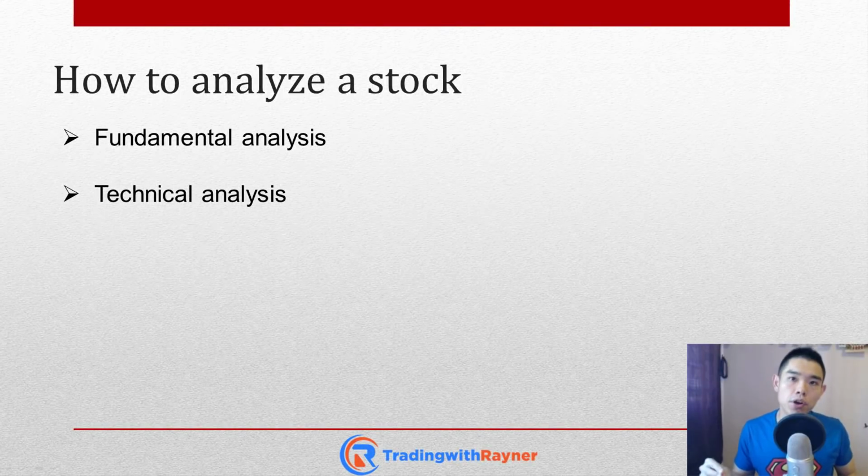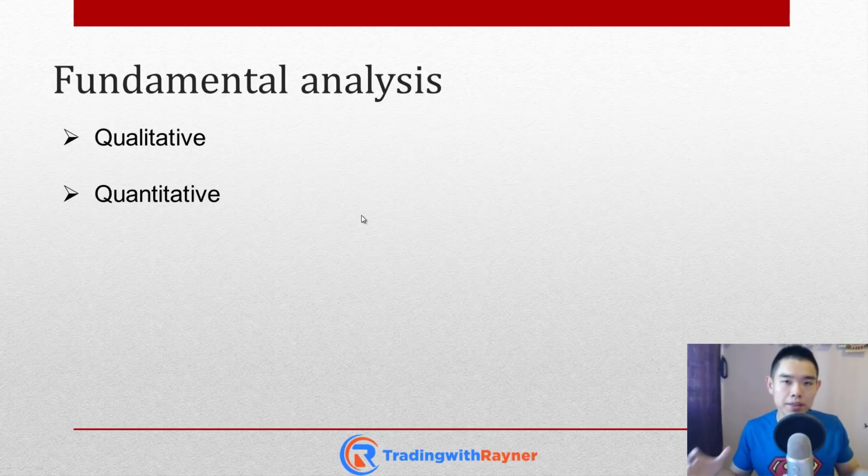Okay, so moving on, let's talk about how to analyze a stock. There are two main ways to analyze a stock: fundamental analysis and technical analysis. You can think of it this way: fundamental analysis tells you what to buy. Technical analysis tells you when to buy. For now we are focusing on the fundamental aspect. Don't worry, we will discuss technical analysis in later videos, but for now, let's begin with fundamental, shall we?